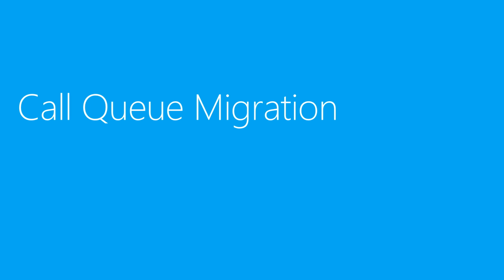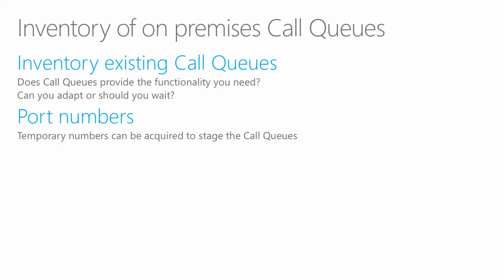So how do we migrate the call queues? First, we need to inventory the existing call queues. Does the online version offer you what you need? Can you change the way you work with this or should you wait? At that point, you can port your numbers over and assign them to call queues. The number porting process can take a while and there will be some downtime involved. If you want to stage the groups and get them prepared for the assignment of the numbers, you can get temporary service numbers, assign them, and create and test your groups with the temporary number.